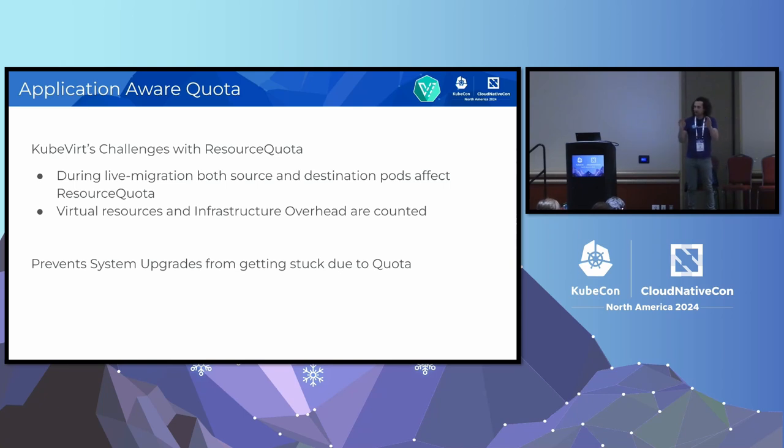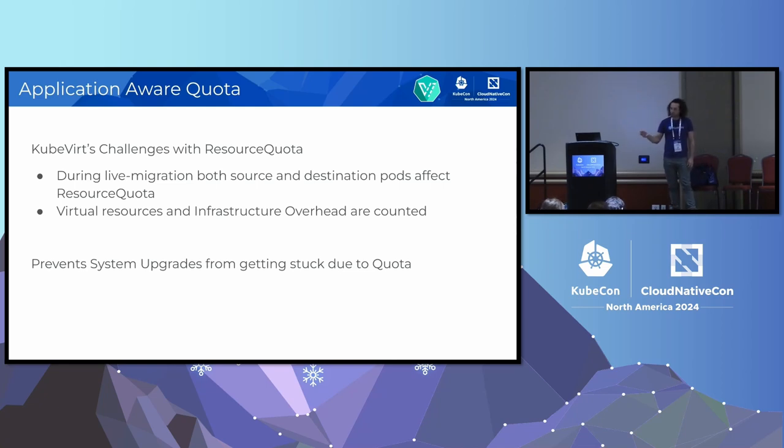And then eventually, what happens is that there's a point in time that we consume double the amount of resources that are needed for running a virtual machine. And if there's not enough quota in the system, that target pod cannot be admitted. And eventually, the whole system upgrade and other important operations can fail. So this new operator resolves this issue.